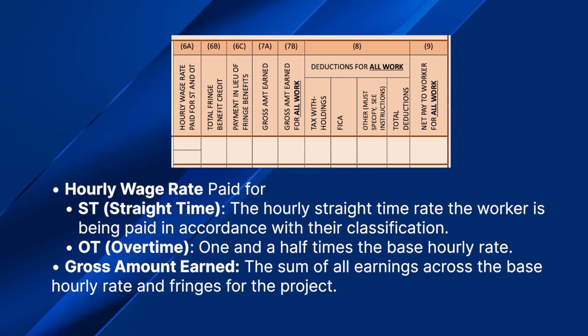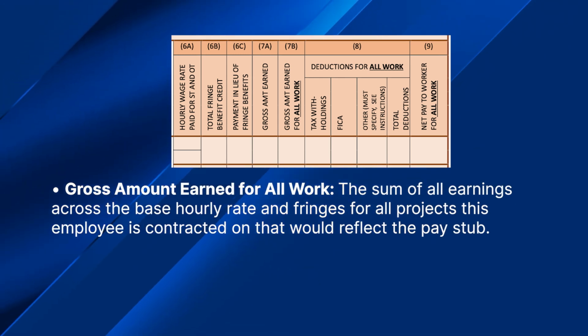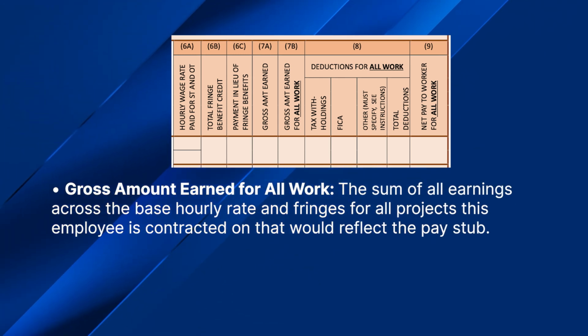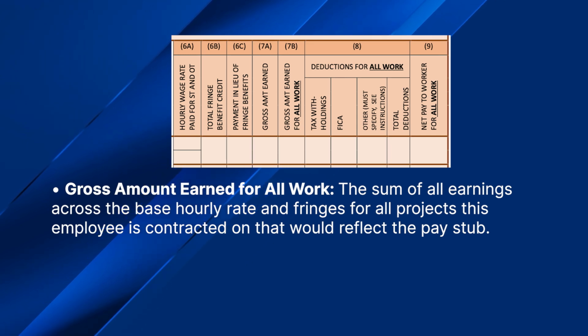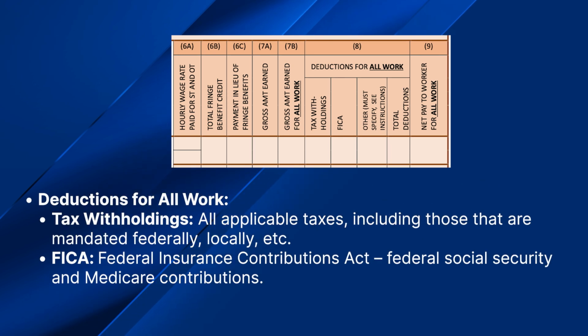Next is the gross amount earned, which is the sum of all earnings across the base hourly rate and fringes for the project. Then, the gross amount earned for all work, which is the sum of all earnings across the base hourly rate and fringes for all projects this employee is contracted on that would reflect the pay stub. Next are the deductions for all work.